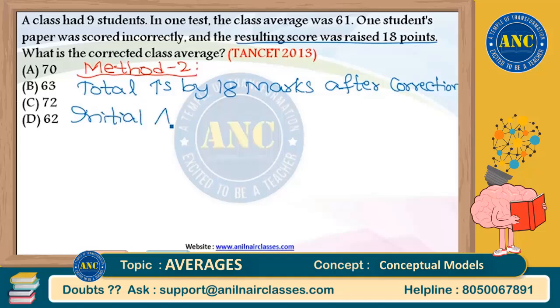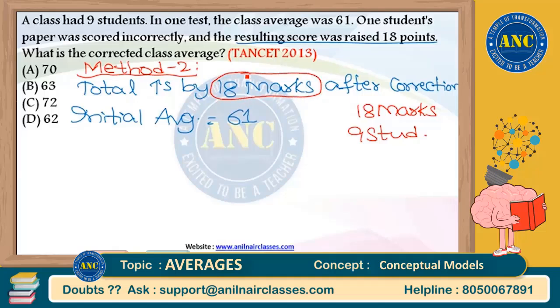Initial average, it is given in the question as 61. Now there are 9 students in the class, and there are 18 marks extra in the class. This 18 marks which is extra is equally distributed among 9 students. If each of these 9 students gets 18 marks extra equally distributed, each student will get 2 marks extra. I believe that it is clear.